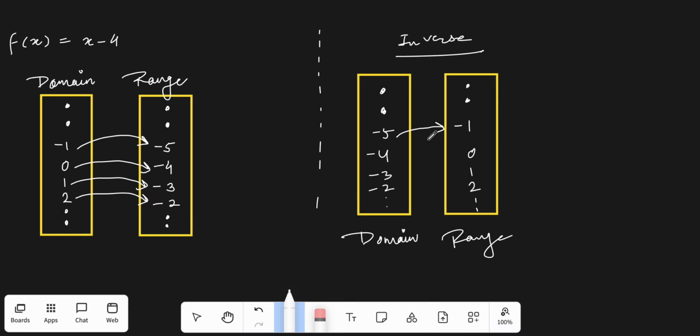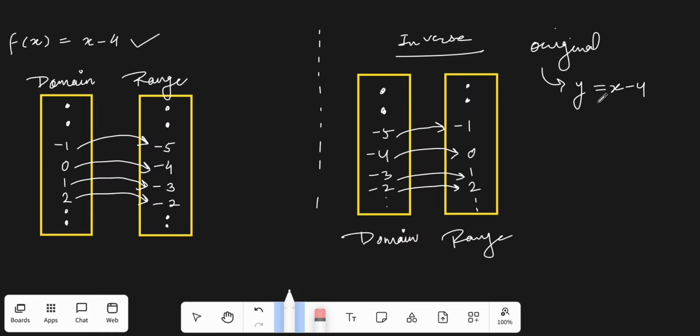So this new inverse function should map -5 to -1, -4 to 0, -3 to 1, and -2 to 2. So exactly the opposite of what f of x does. So let's try to understand how that function looks. To write the inverse of any function, let's consider our original function, y is equal to x minus 4. I just write y instead of f of x.